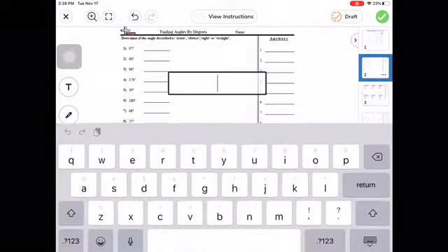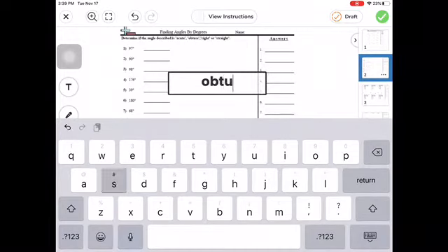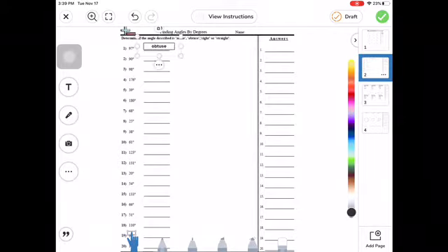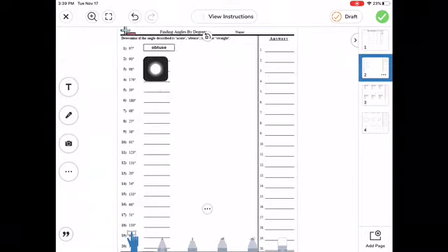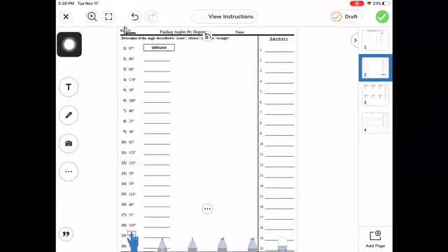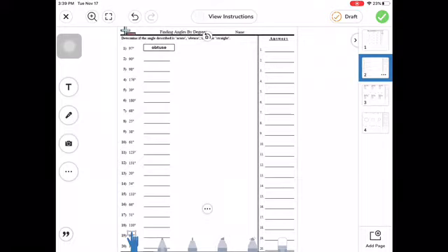So, using my text again, I can write obtuse, and I can then place it into my box and know that that is an obtuse angle. You do not need to put it into both columns. All this is asking for the same answer. You can just write it in right next to where the angle measurement is. If you're having problems remembering, you can always go to your journal, into the geometry folder, and look at your definitions of obtuse, right, acute, and straight angles there.